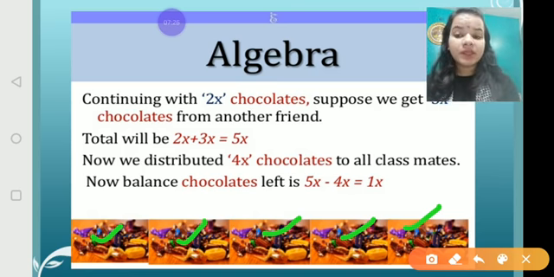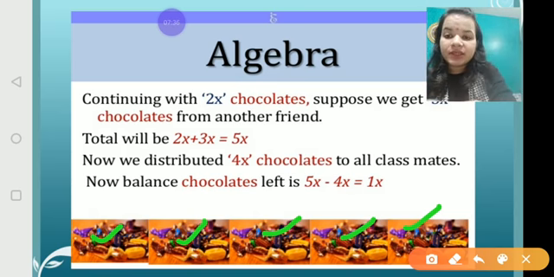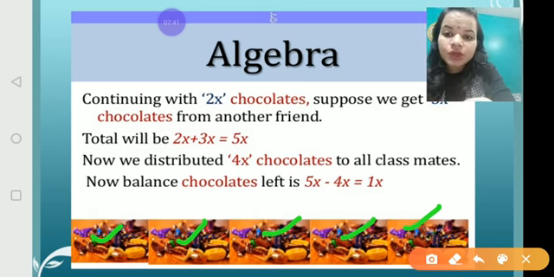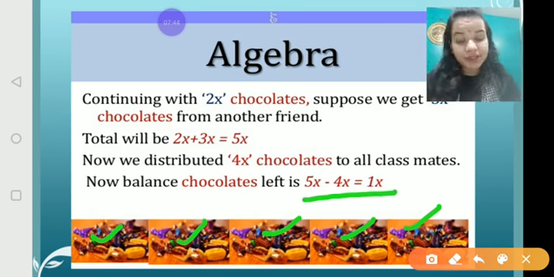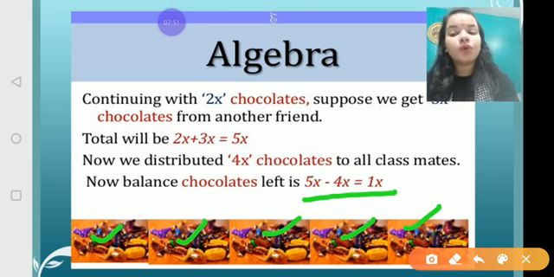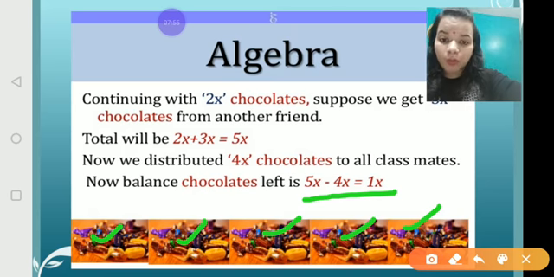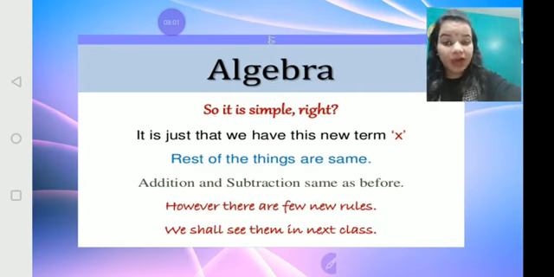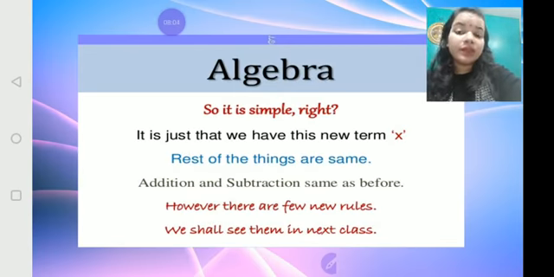Now from this 5x, if you distribute 4x chocolates, then how many chocolates will you be left with? Here you can see what you will do. You will subtract. You have given 4x chocolates from 5x. So 5x minus 4x. Now children, 5 minus 4 is 1, right? So 5x minus 4x will be equal to 1x. So in this way we are going to solve problems in this chapter, algebra. The addition and subtraction can be done with the term x.